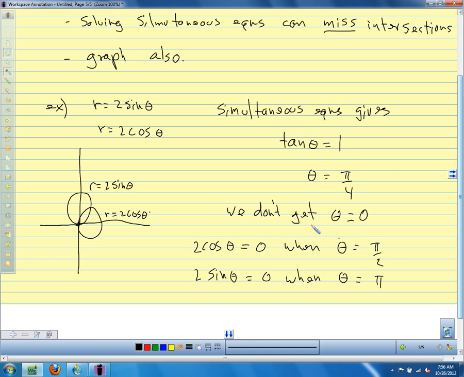So we have to look at our graph to find that point of intersection. If we just solve these simultaneous equations, we'd say, oh, they intersect each other at theta equals pi over 4. So this is why we have to be careful, why solving simultaneous equations is not always going to give us all the solutions that we're looking for. That make sense?